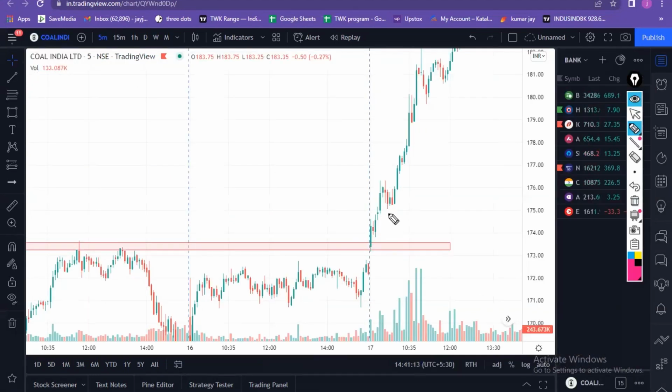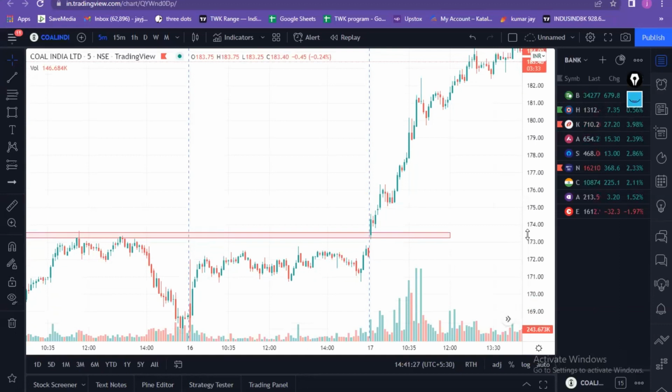So guys, this is the chart of Coal India. As you know, it opened above the previous day high. This was the previous day high, right? It opens above it. Then it retraces a bit, then gives a breakout. Not just that, it again goes up, shows you a good amount of retracement, and then a continuation. And just look at the kind of momentum that we see.